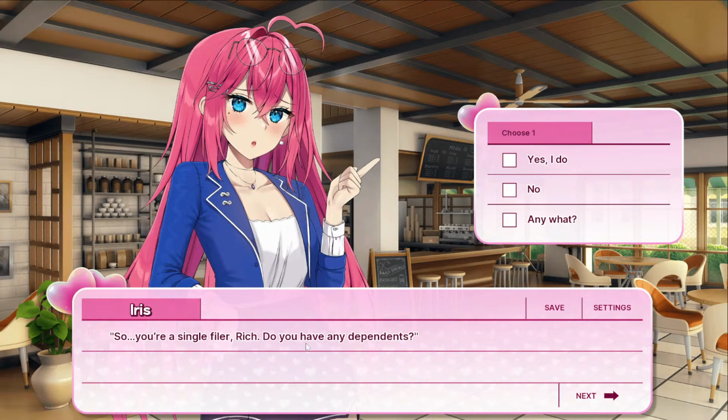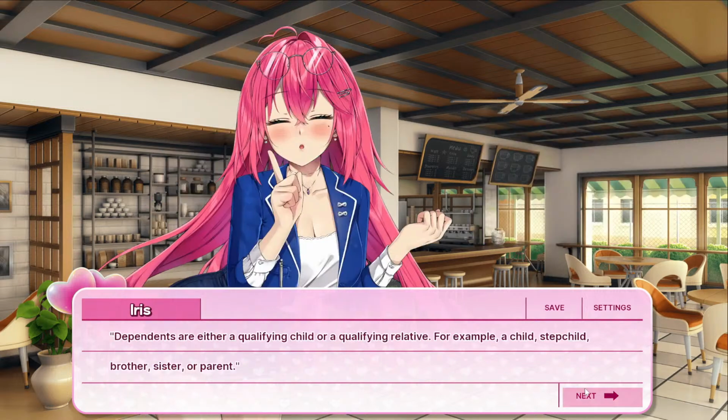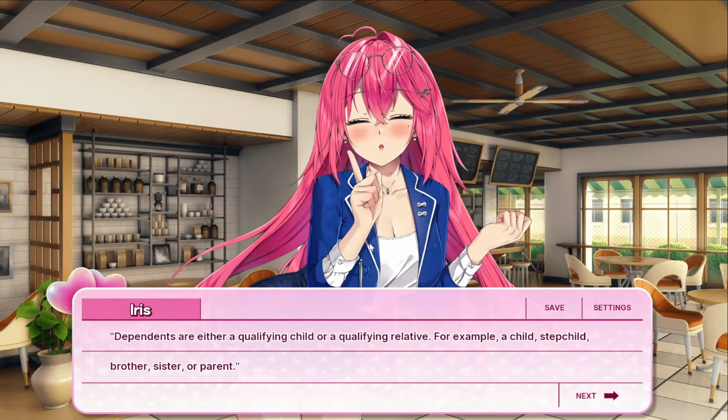Single file, Rich. Do you have any dependents? Any what? Dependents are either a qualifying child or qualifying relative. For example, child, stepchild, brother, sister, or parent.